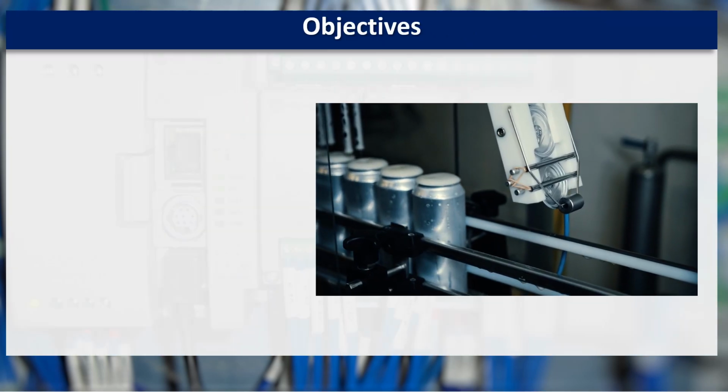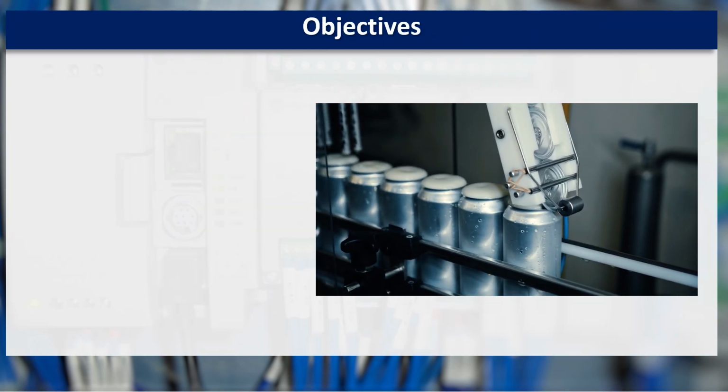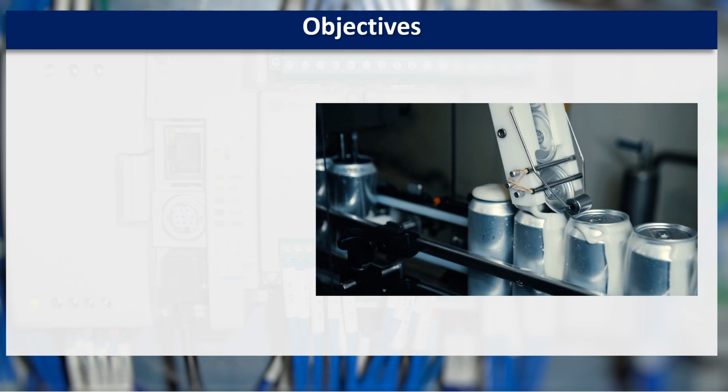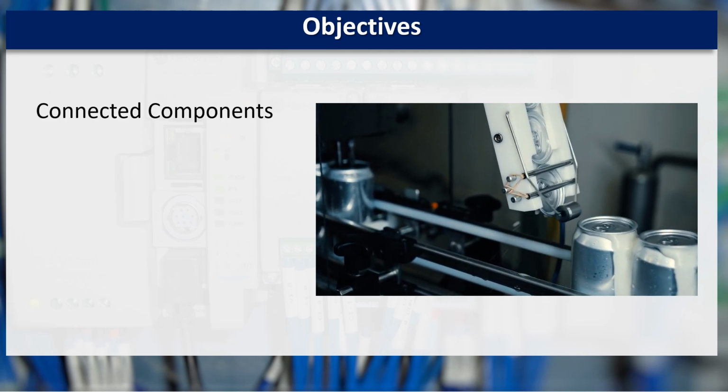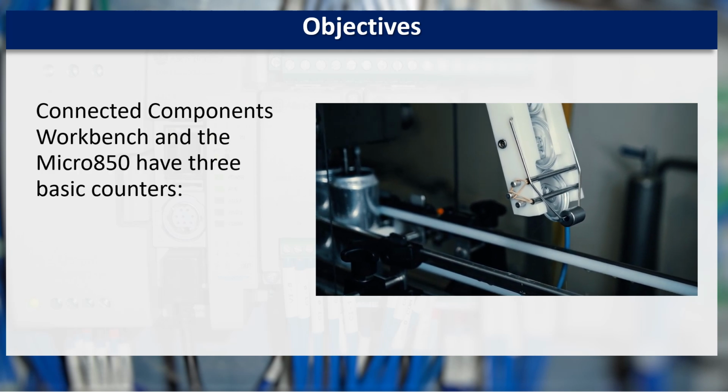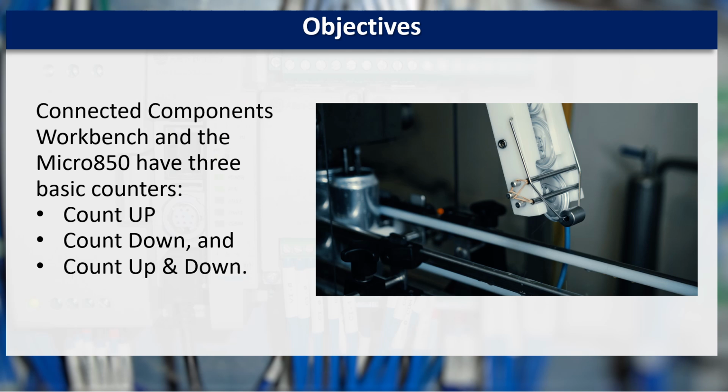Another primary control is counting. How much have we made? How many do we have left? What is the current level of inventory? Connected Components Workbench and the Micro 850 have three basic counters: count up, count down, and count up and down.